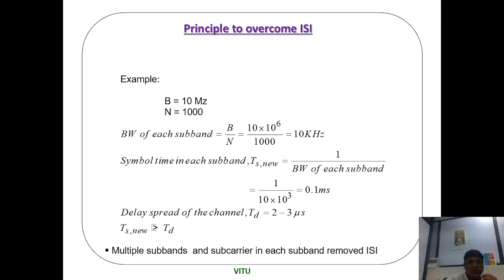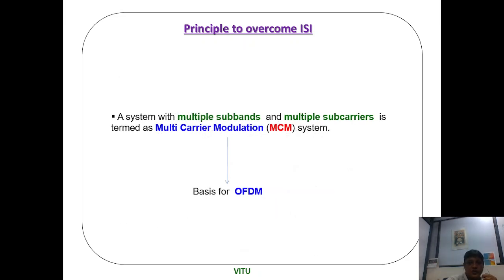So that's what is advantageous if we use multiple subcarriers to counter the delay spread, which can affect the intersymbol interference. So that's what multi-carrier modulation gives: if we use it, we can avoid this ISI. So OFDM is one kind of multi-carrier modulation.